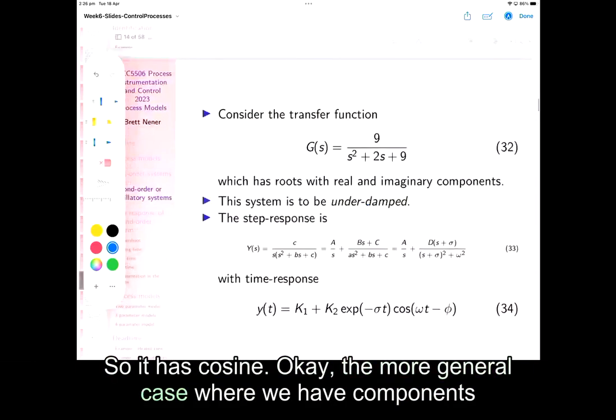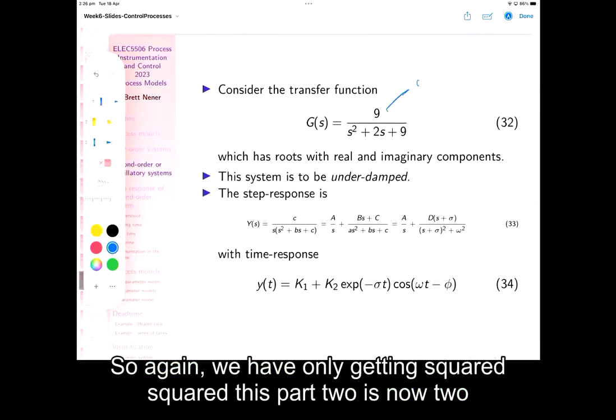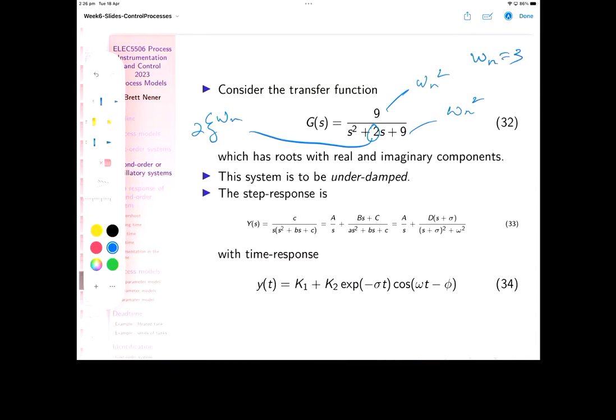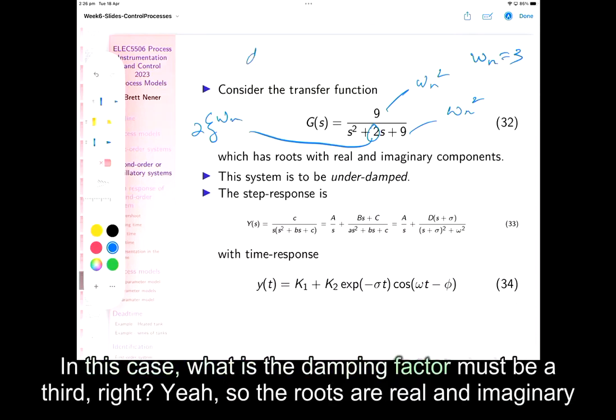Okay. The more general case is where we have both components. Again, we have omega n squared. This part is now 2. The damping factor is omega n. So omega n all this time has obviously been what? 3. Yeah. And so looking at this, in this case, what is the damping factor? Must be a third, right?